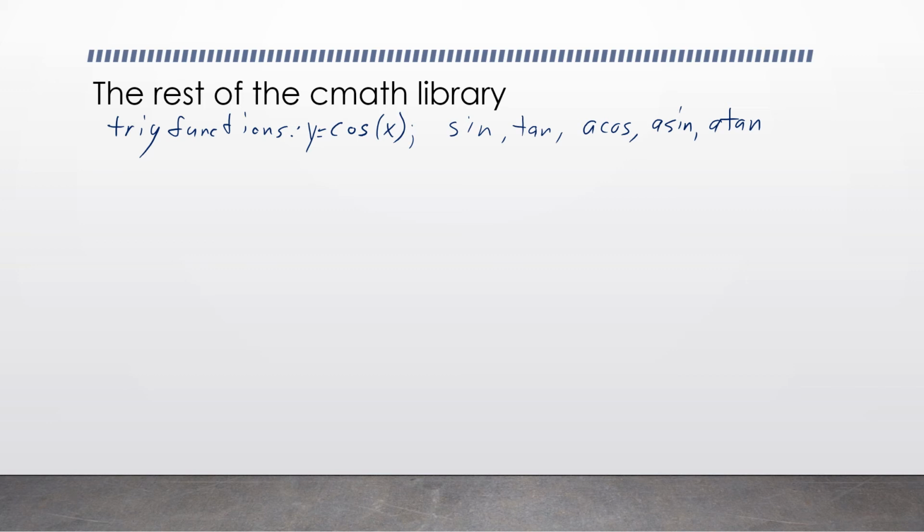Note that CMath library functions always use radians. So if you're one of those people who thinks in degrees, you need to remember that angle in radians equals angle in degrees times pi over 180. And C does not have a built-in pi, so you have to define that constant for yourself at the beginning of your program.